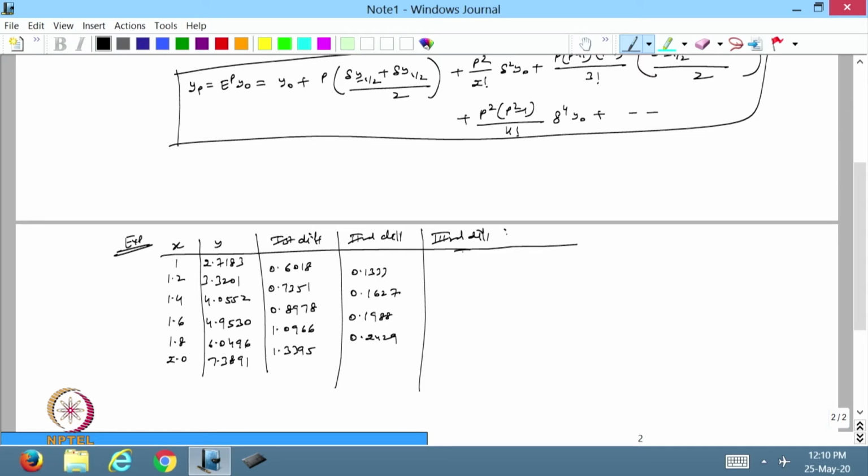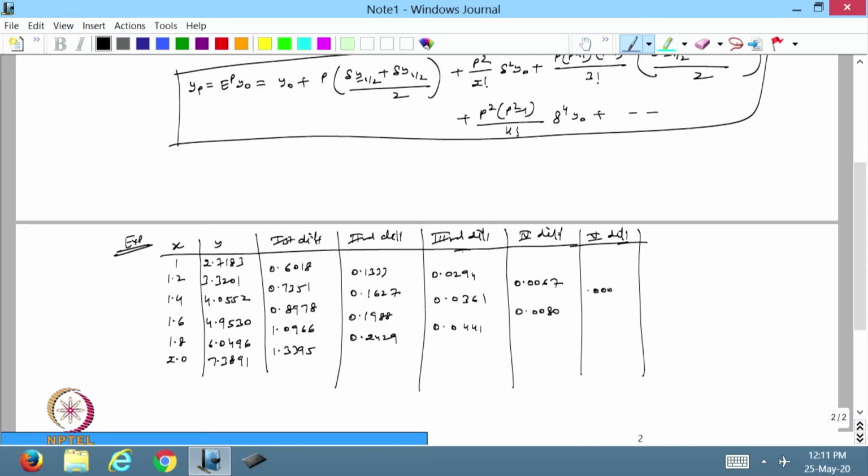Now we will take the third difference. So, the third difference will be 0.0361, 0.0441. Then we take the fourth difference. So, the fourth difference will be 0.0067 and 0.0080, and the fifth difference, the last value, will be 0.0020. So, this is my difference table.